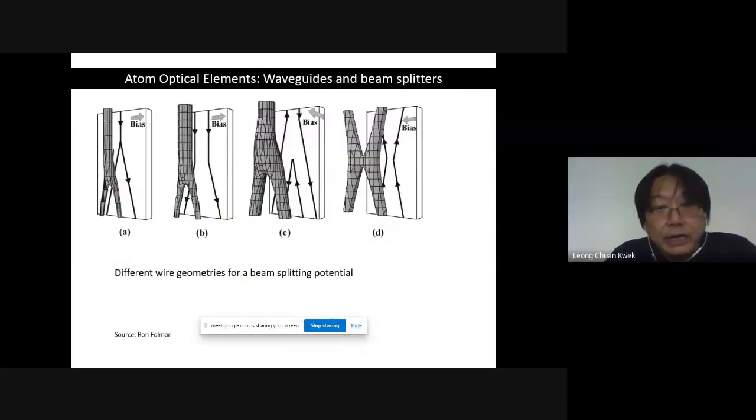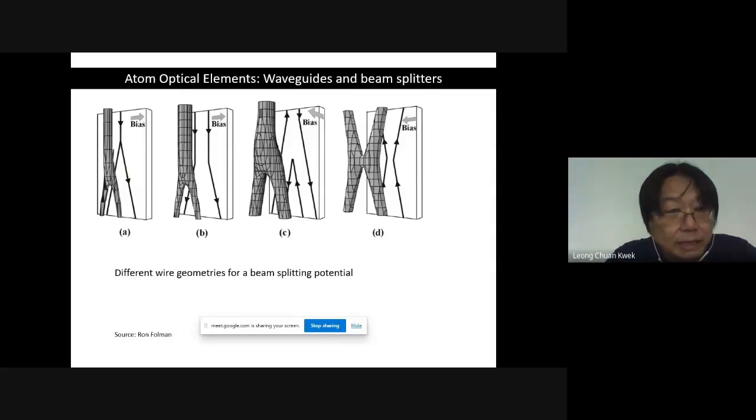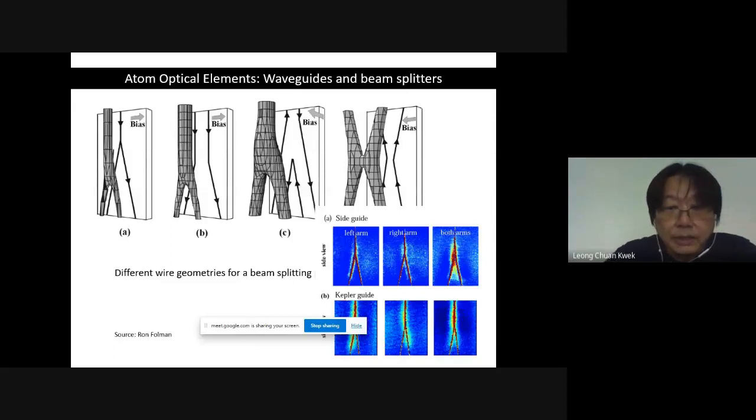The atom optical elements that we think of are typically waveguide beam splitters. By designing appropriate wires that carry currents, and therefore designing a magnetic field, you can actually persuade the atoms to move along certain paths. And so these are the different geometries for beam splitting potential. For example, the picture on the lower right is actually the experimental investigation of the same thing.